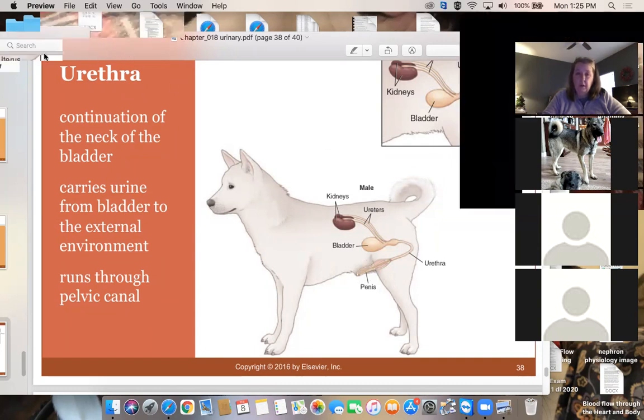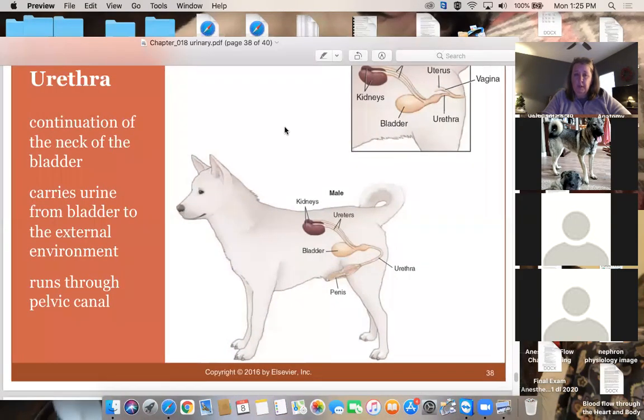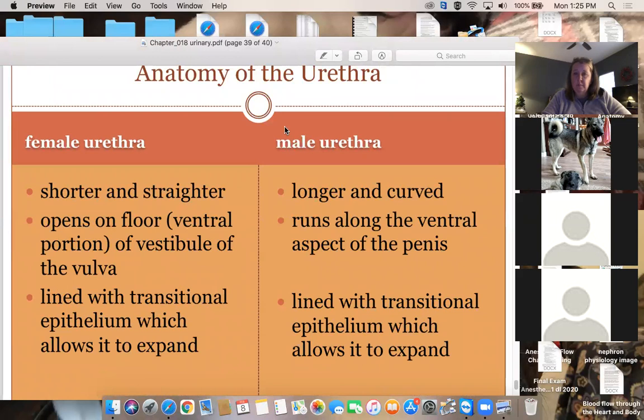Now, up here is the female. The female is a little bit different. There's a very short exit. The bladder connects to the urethra, and the urethra connects through to the vulva. Now, this is pointing to the uterus and the vagina, which is a separate structure, but I'm going to explain that. This is key to know for the test: what are the differences in a male urethra and a female urethra. Now, this is pertaining to the dog. The cat is a little bit different, and I'll explain that.